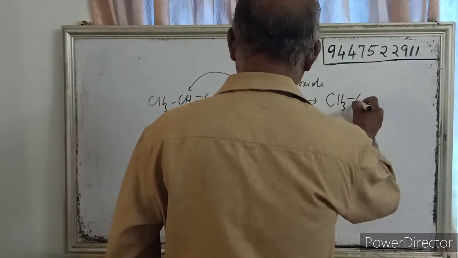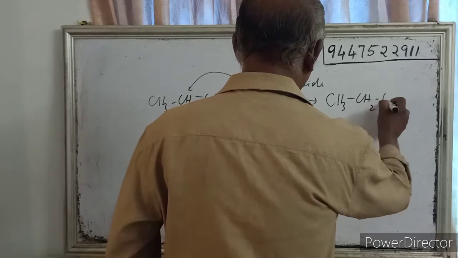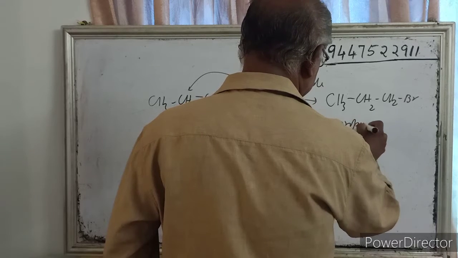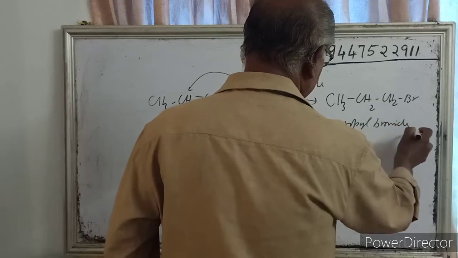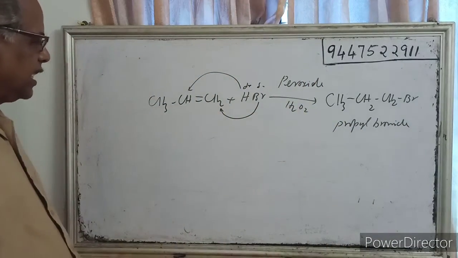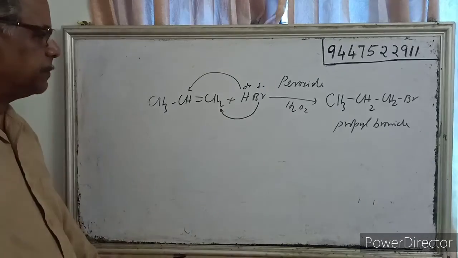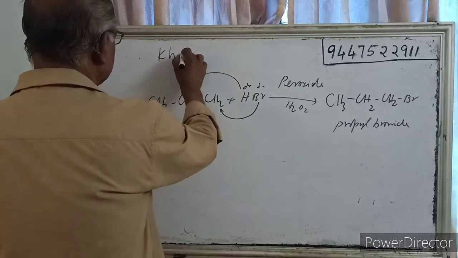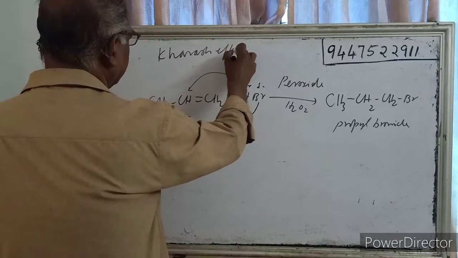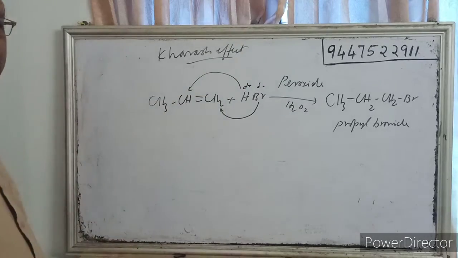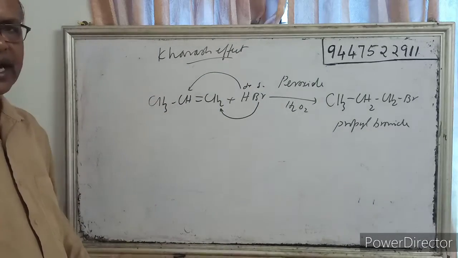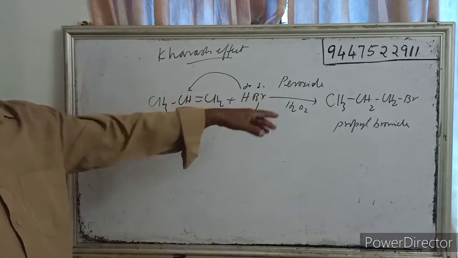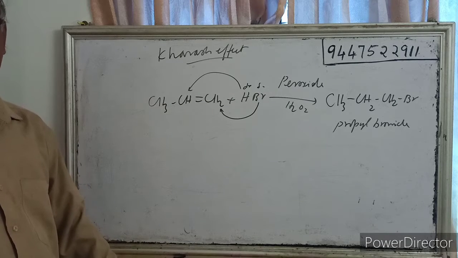So this gives CH3CH2CH2Br, that is propyl bromide. If you want to get a primary alkyl halide from alkene, we have to use HBr in the presence of peroxide. This is the Kharasch effect, or peroxide effect, or anti-Markovnikov's rule. That is, when addition reaction takes place to an unsaturated unsymmetrical molecule with HBr in the presence of peroxide, addition takes place against Markovnikov's rule.